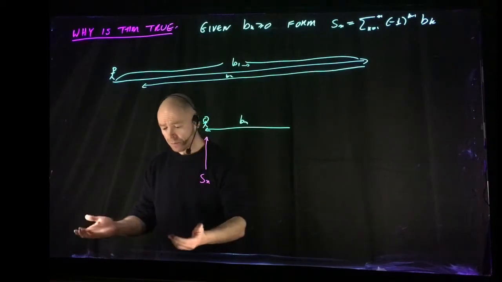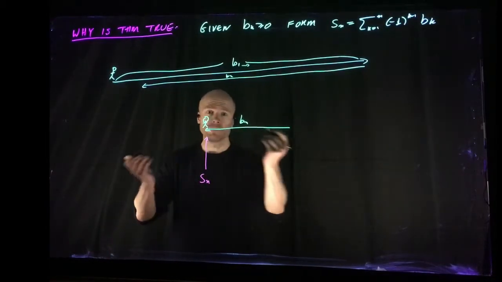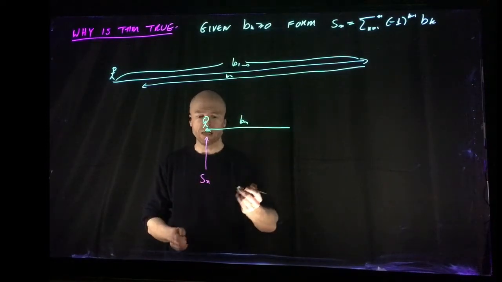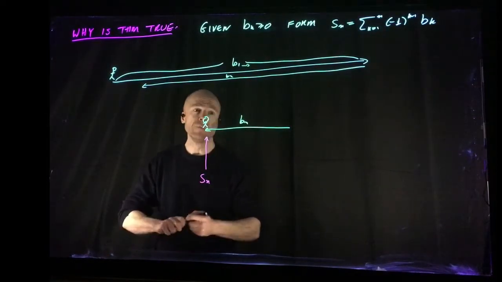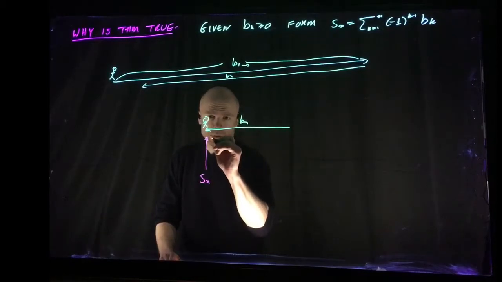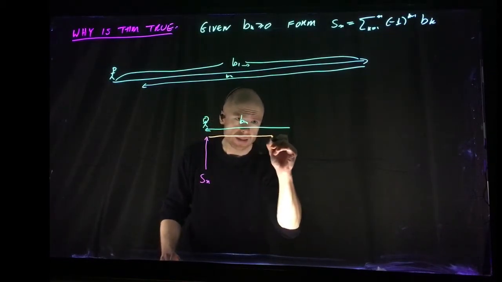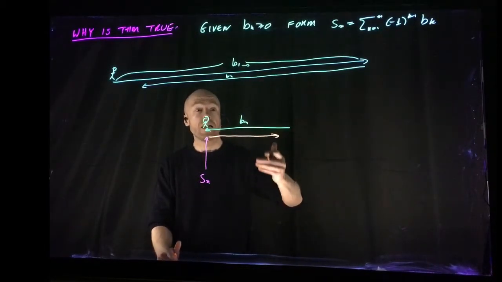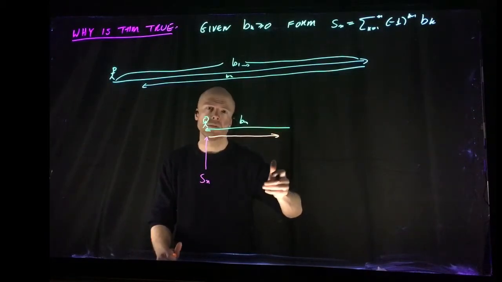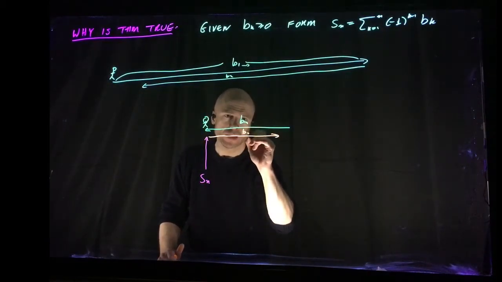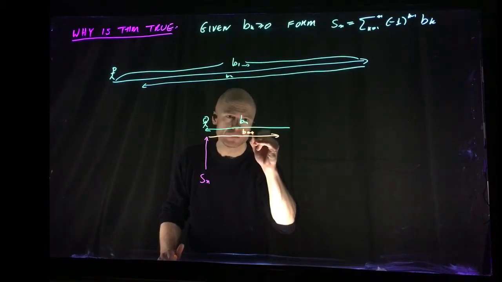And then what? Well, then we're going to go forward again, right? Because we're alternating. If we go forward, let's change color, we go forward by bn plus 1. Like this. But bn plus 1 is actually less than bn, so we don't go as far as this. We stop somewhere before then. So this is bn plus 1.